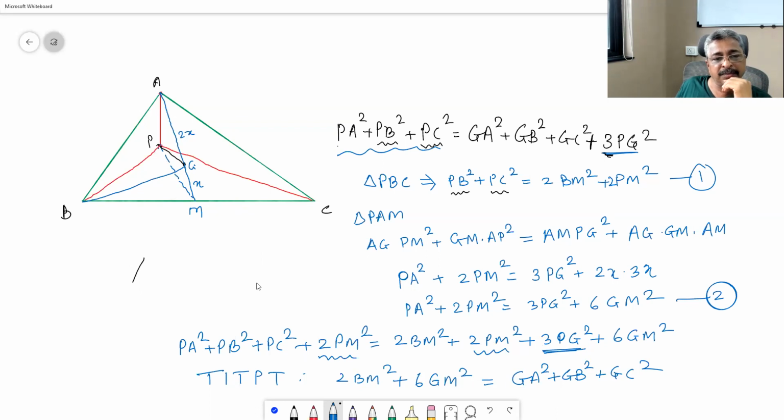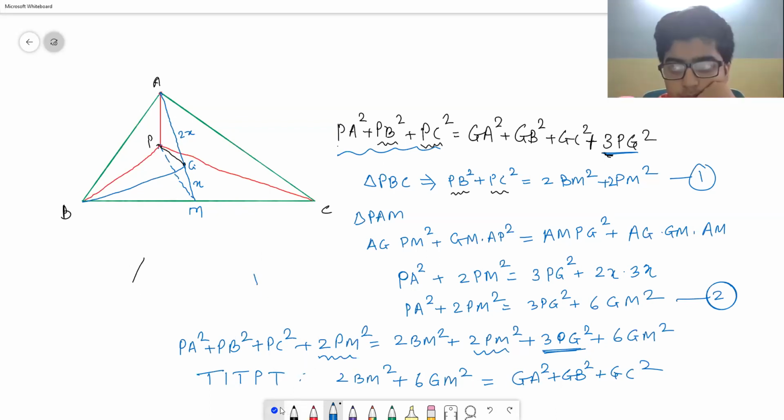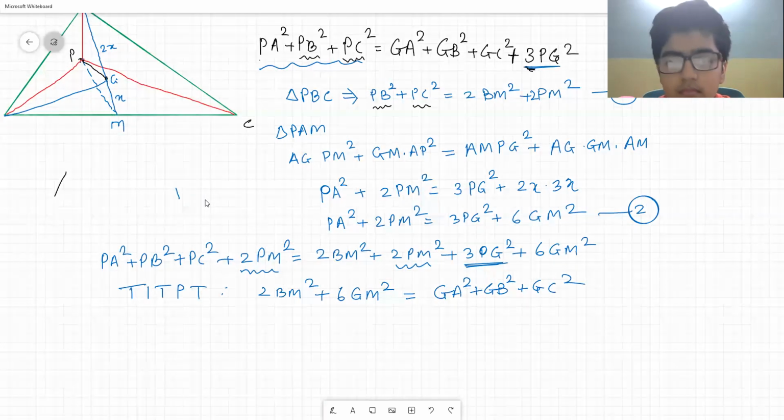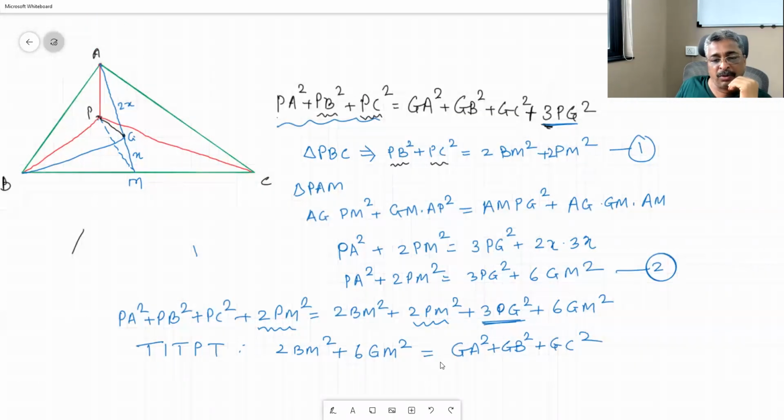Is it right or not? Yes, sir. No. Okay. So now we have to look at the diagram again.